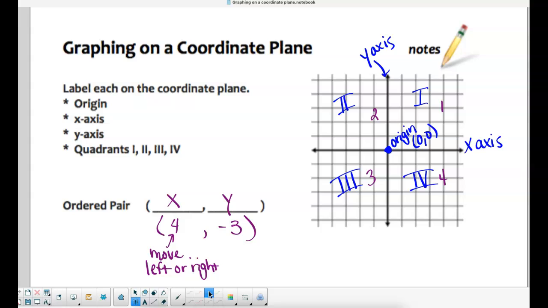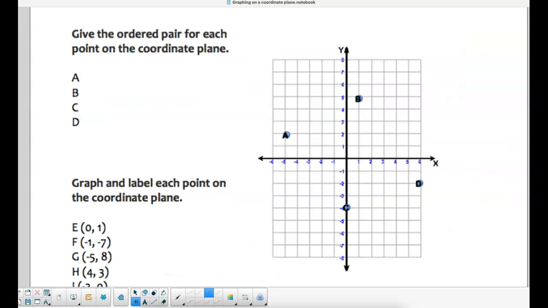The second number tells you to move up or down. Up if it's positive, or down if it's negative. So in this case, when it says (4, -3), we'd go right 4, down 3, and put a dot there. That is the point (4, -3). Okay? Questions on that piece?